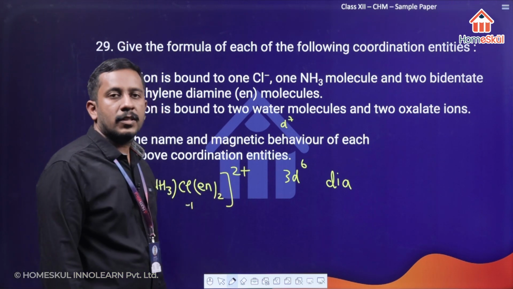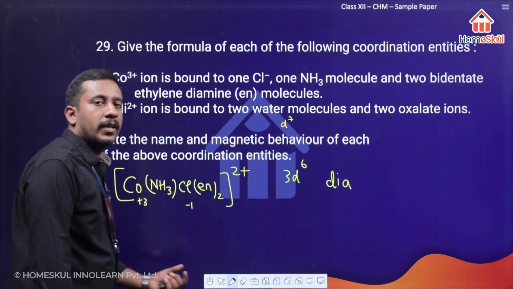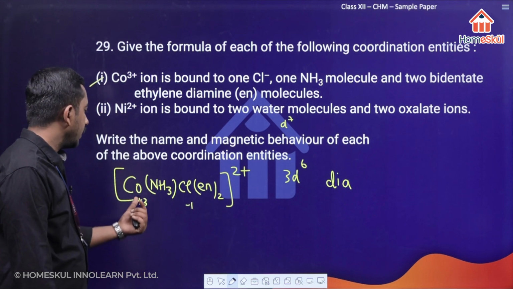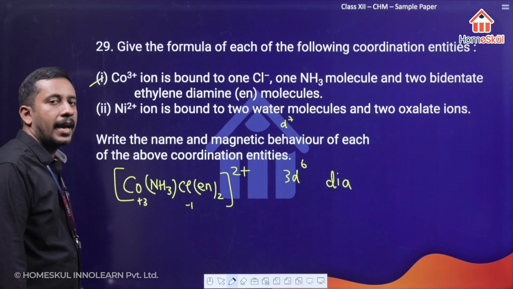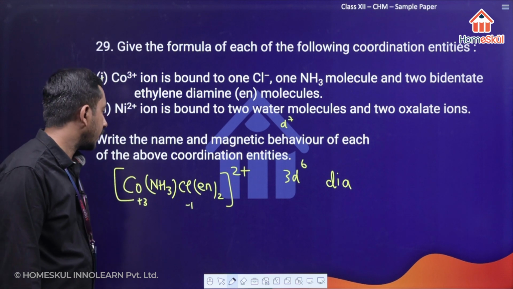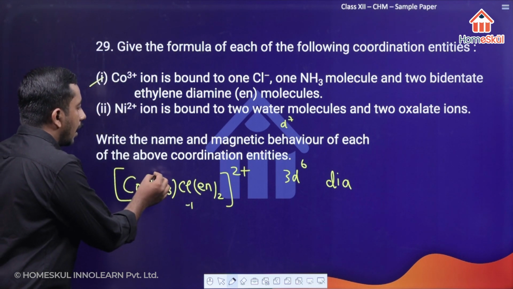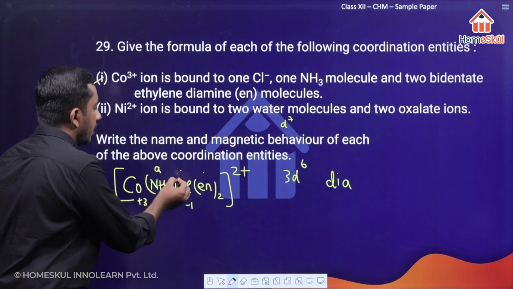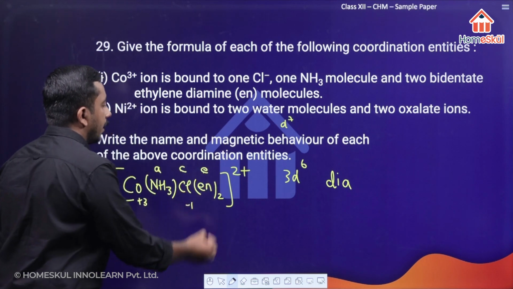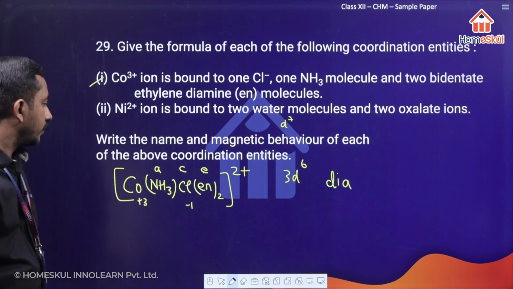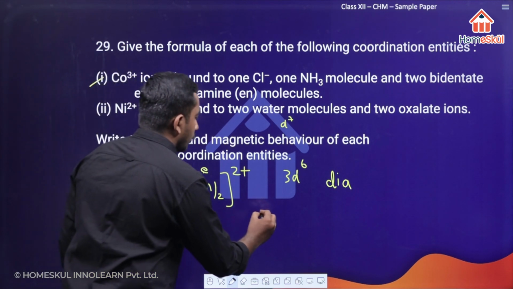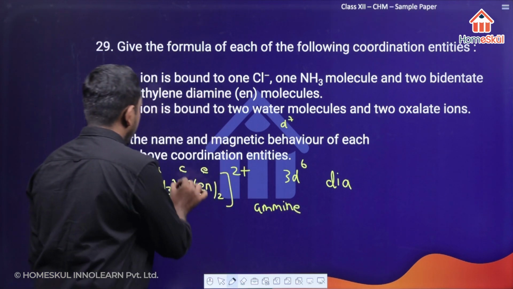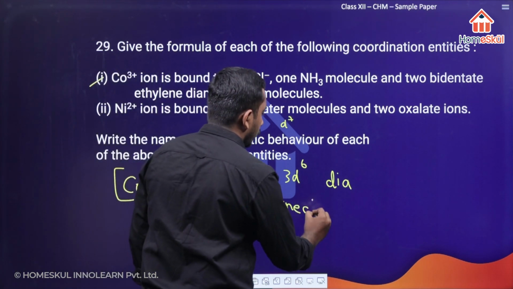Now the coordination sphere is positively charged. So we can start by writing the names of ligands in alphabetical order, and then the name of the central metal ion and its oxidation state in brackets. So we have ammine, chlorido and ethylene diamine. So we can follow this alphabetical order. So we start with the ligands. So that will be ammine, and then chlorido.